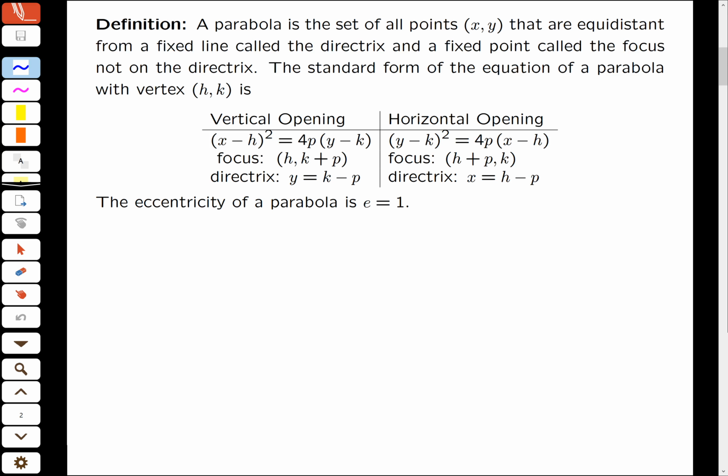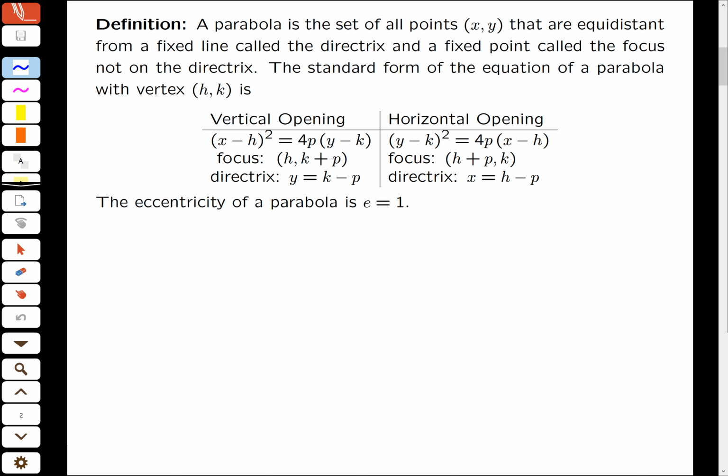The standard form of the equation of a parabola with a vertex h, k, if you have the vertical opening, is x minus h squared equals 4p times y minus k. The focus is h, k plus p. The directrix is y equals k minus p. If it's horizontal, you have y minus k squared equals 4p times x minus h. Your focus is h plus p, comma k. The directrix is x equals h minus p.